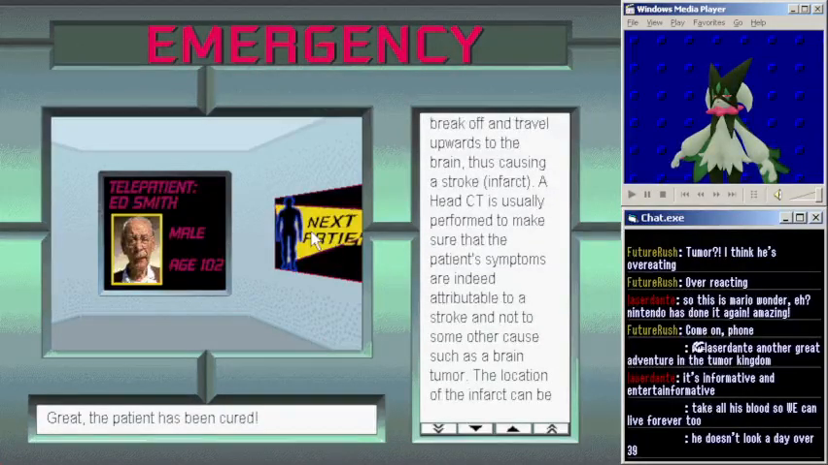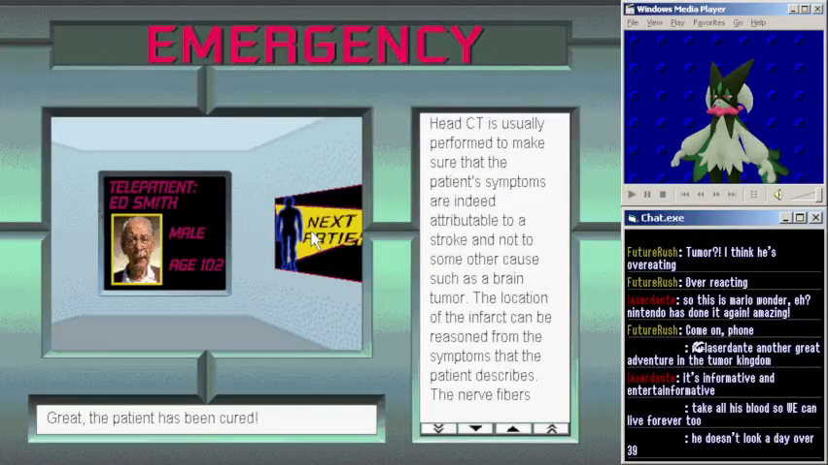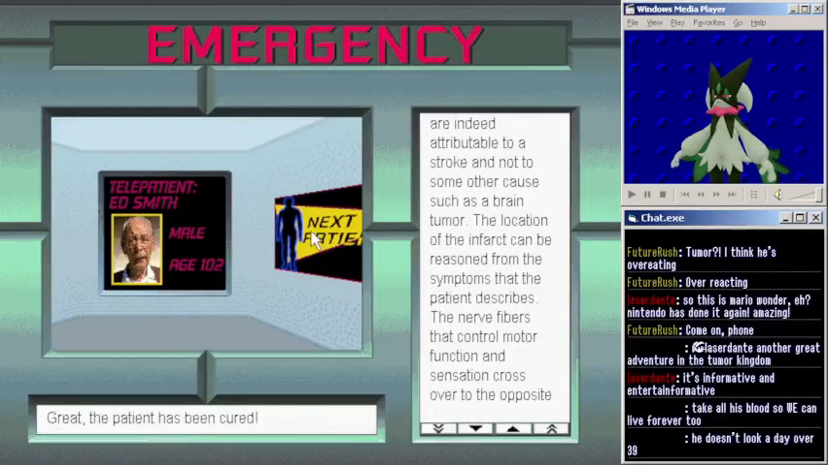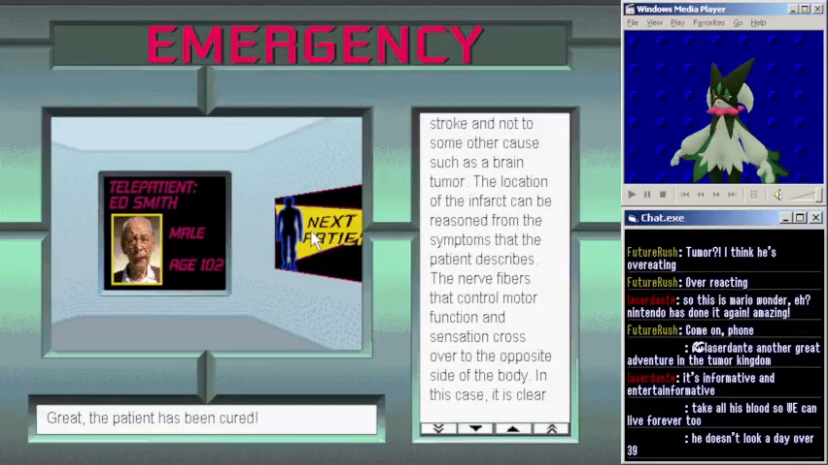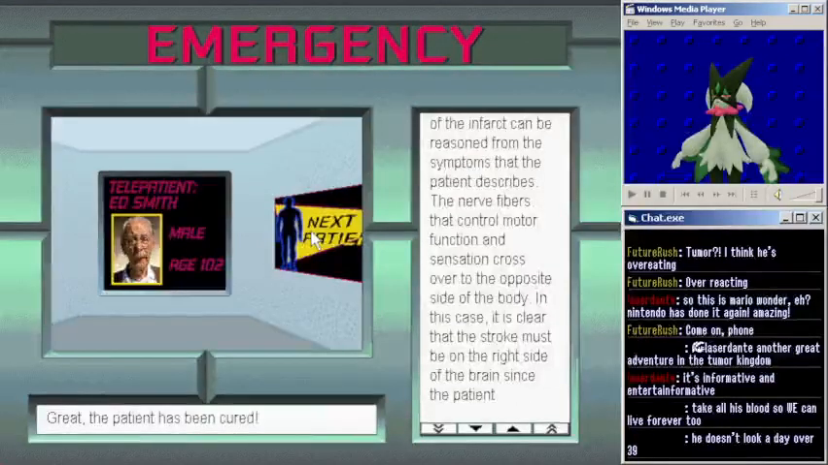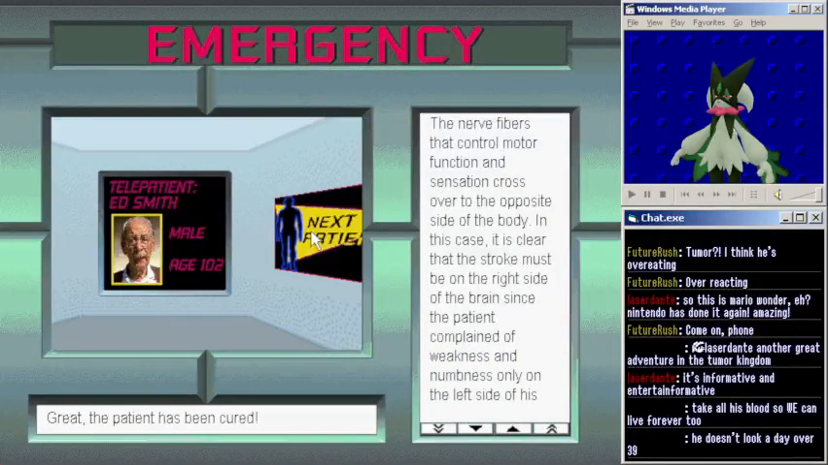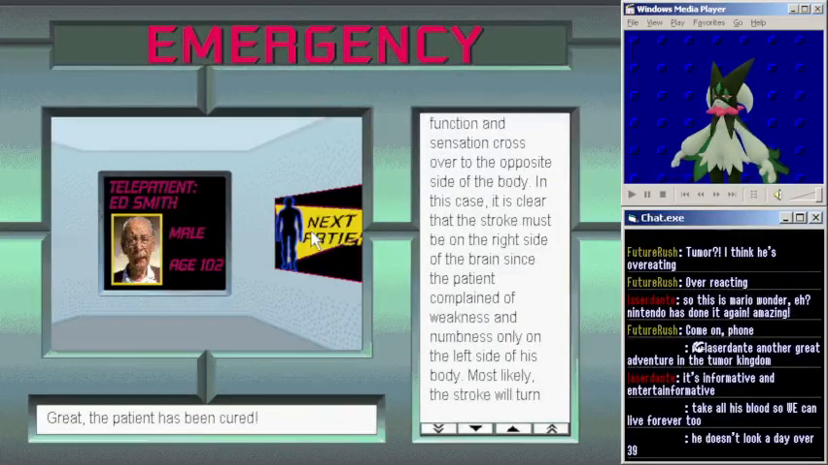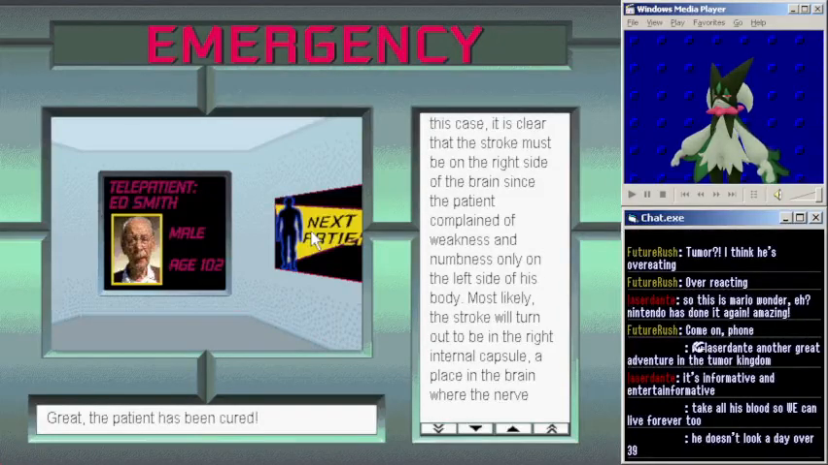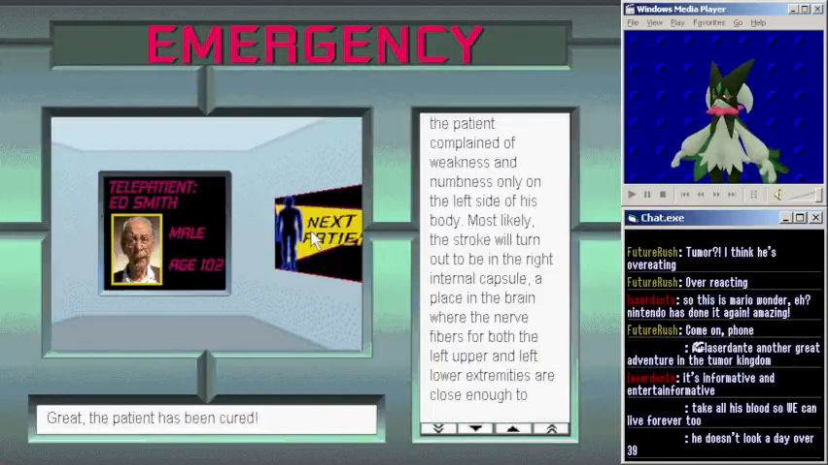A head CT is usually performed to make sure that the patient's symptoms are indeed attributable to a stroke and not to some other cause such as a brain tumor. The location of the infarct can be reasoned from the symptoms that the patient describes. The nerve fibers that control motor function and sensation cross over to the opposite side of the body. In this case, it is clear that the stroke must be on the right side of the brain, since the patient complained of weakness and numbness only on the left side of his body.